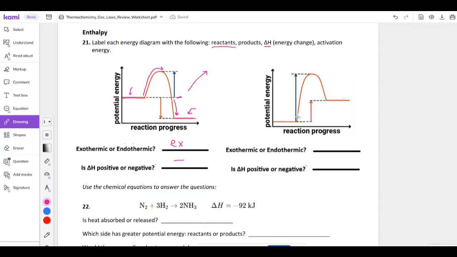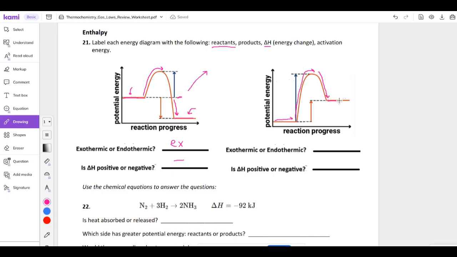And now we'll look at this one over here. On this one, here are our reactants right here. There's what's going into the chemical reaction. You can see the potential energy of the reactants is very low. Here's our activation energy. You're going to have to label this. I'm just drawing arrows. Activation energy to get the chemical reaction started. Here's the actual chemical reaction right here, and it stops right there.